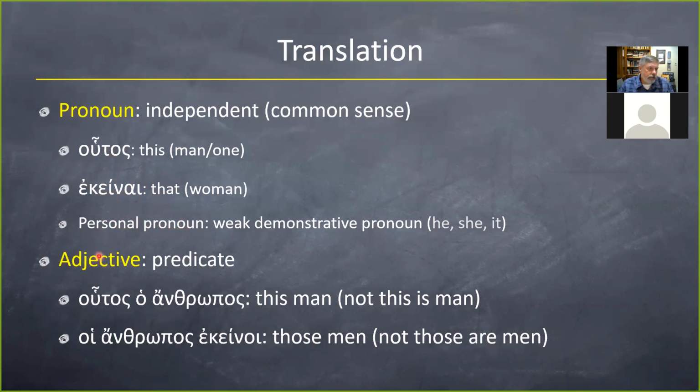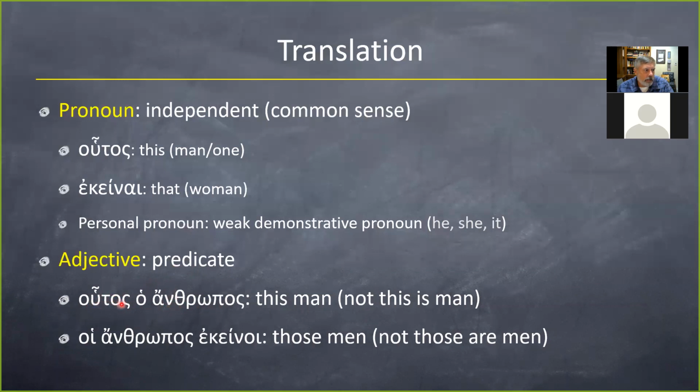It can also function as an adjective, and it'll be what's called the predicate position. That gets confusing to a lot of people. I think the simplest way to remember it is that the pronoun does not have the article, and the noun it's associated with, well, it's not really modifying, it's predicating, does have an article. So hutos ho anthropos. When we did chapter 9 with adjectives, in this format, because it's called predicate, we would add the helping verb is or was or whatever the case may be. But not when you're dealing with pronouns.